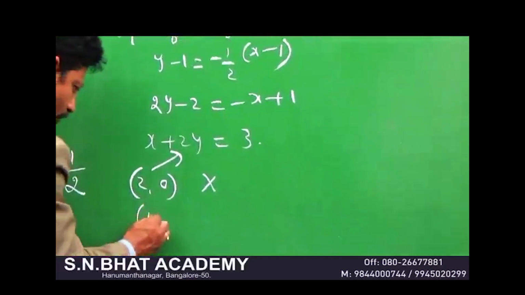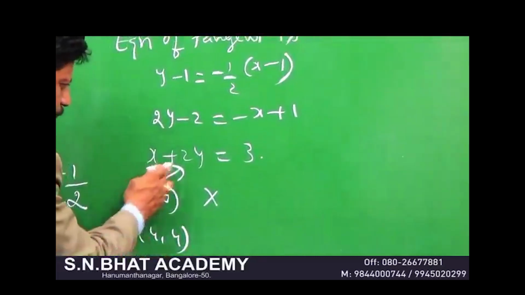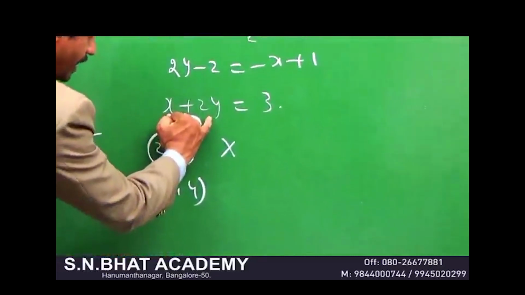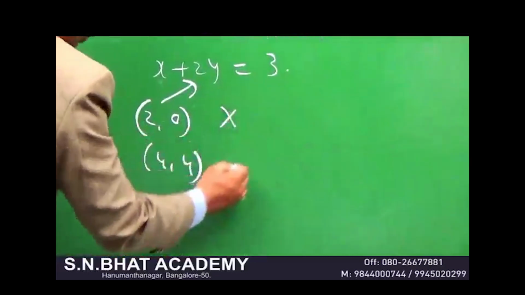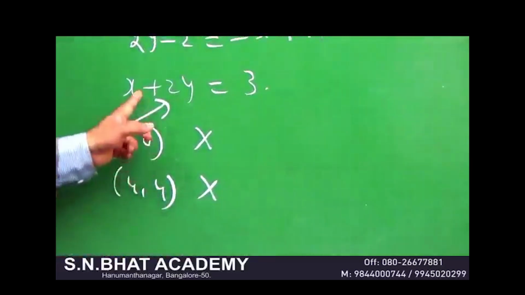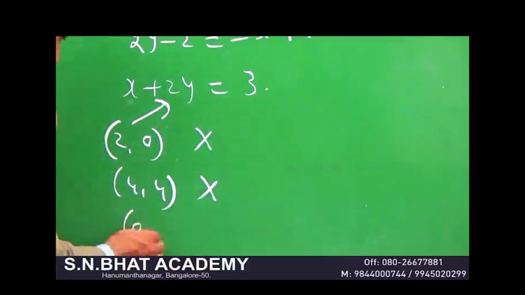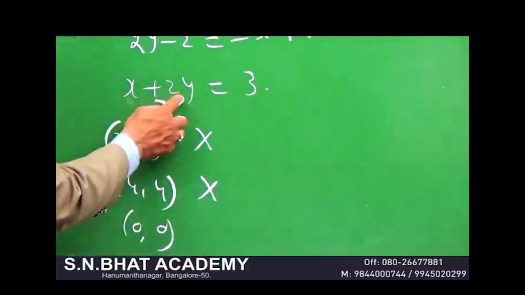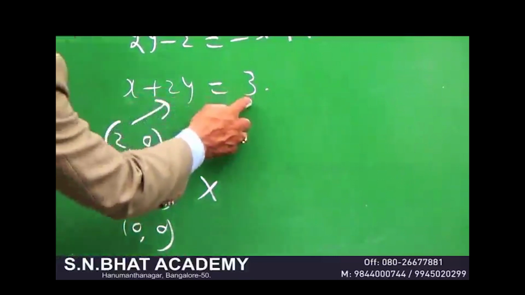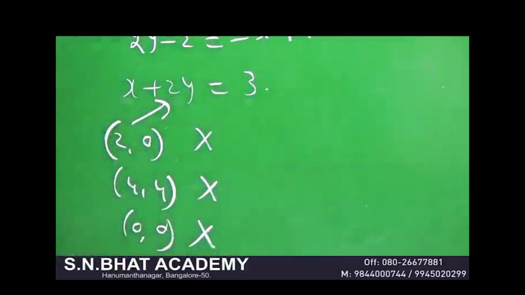The third option is 4, 4. If you substitute 4 and 4 here, 4 plus 8 becomes 12. That is not equal to 3. Therefore 4, 4 also does not satisfy this equation. Therefore it is not 4, 4. The fourth option is 0, 0. If you substitute 0, 0 here, 0 plus 0 is equal to 3. Again false. Therefore this is also not the answer.